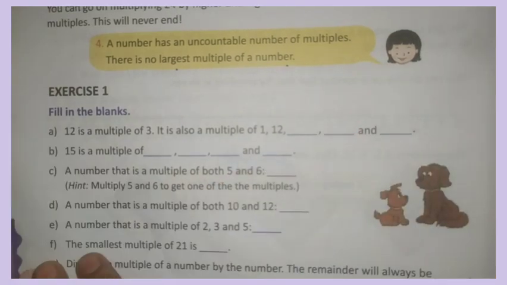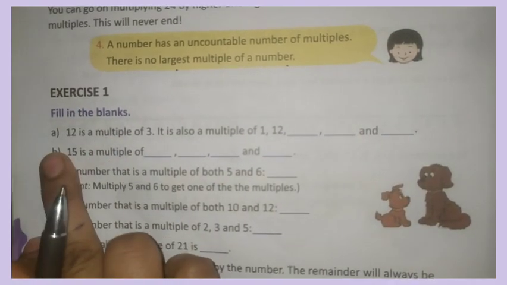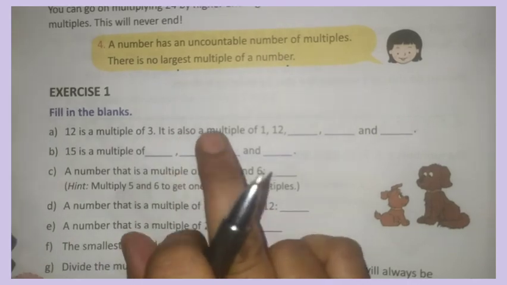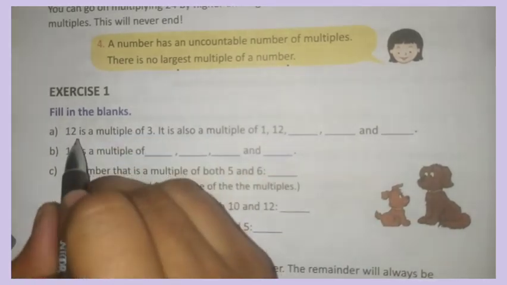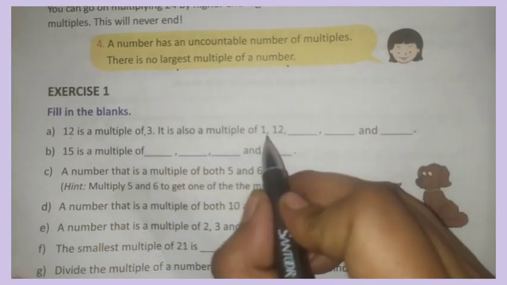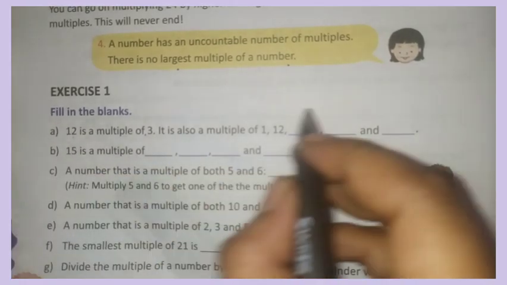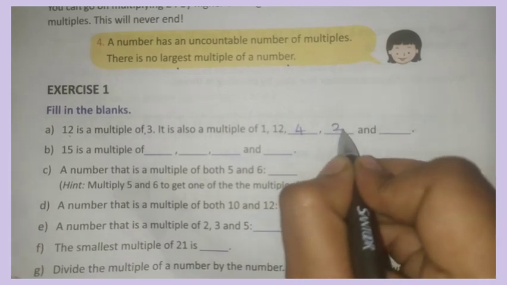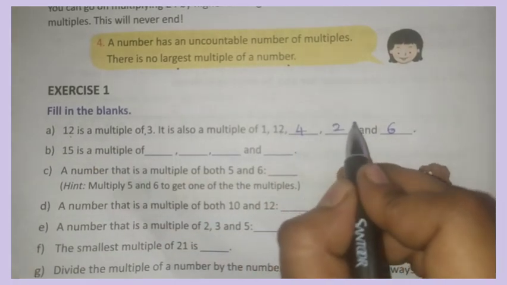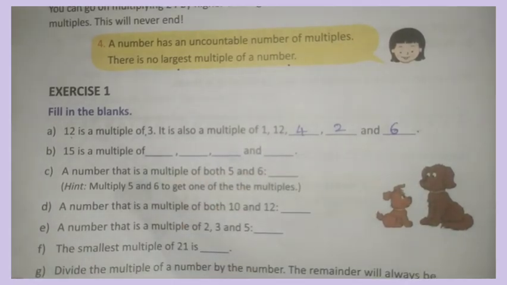Now look at exercise 1. Fill in the blanks. 12 is a multiple of 3. It is also a multiple of 1, 12, 4, 2 and 6. 6 twos are 12. 2 6s are 12. 4 3s are 12.